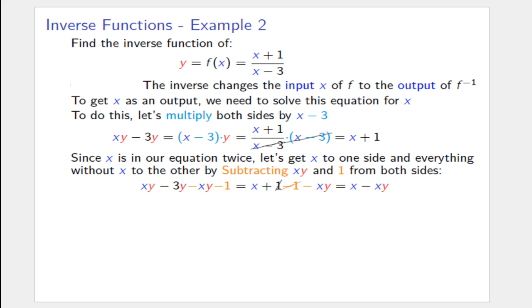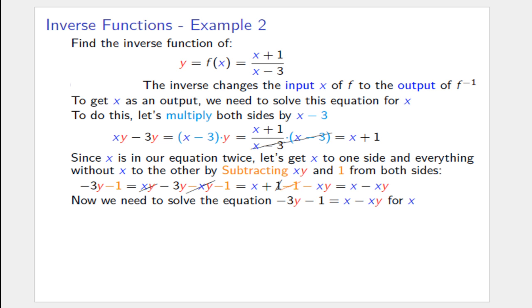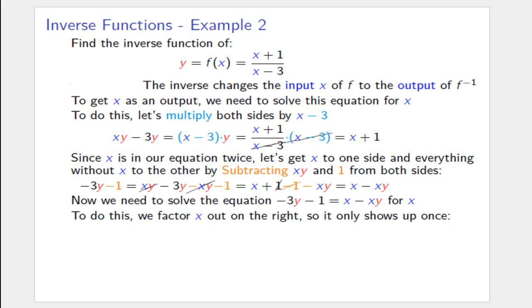On the right, 1 minus 1 is just 0, so we have x minus xy. And on the left, xy minus xy is also 0, leaving us with negative 3y minus 1. So now we need to solve the equation negative 3y minus 1 equals x minus xy for x. To do this, we factor x out on the right so it only shows up once, giving us negative 3y minus 1 equals x times (1 minus y).